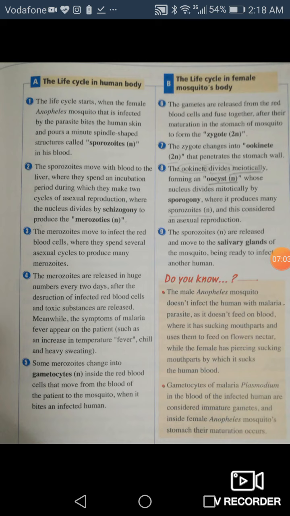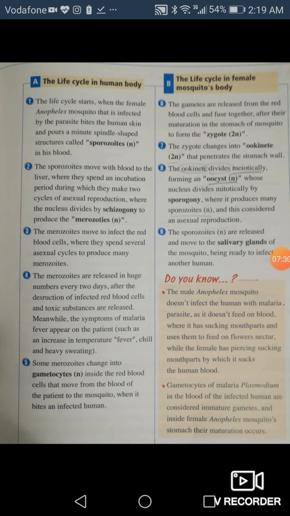What is schizogony? It's a way of asexual reproduction. You didn't deal with it in the first lesson, but you will understand it now. In schizogony, the nucleus divides to many nuclei, okay? And the cells are formed according to the number of the nuclei.